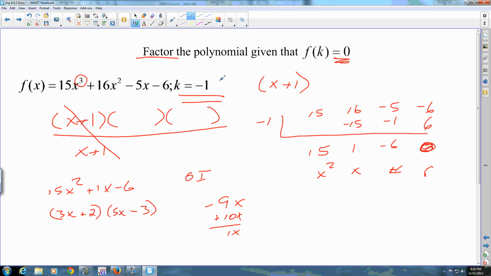Factor the polynomial given one of the zeros, which is a factor. You divide that factor out, and you're left with the polynomial so you can find those factors. Now, they could take you one step further and say, give me the zeros. So now that you have that, then you can subtract the 2 and then divide by 3. Okay?